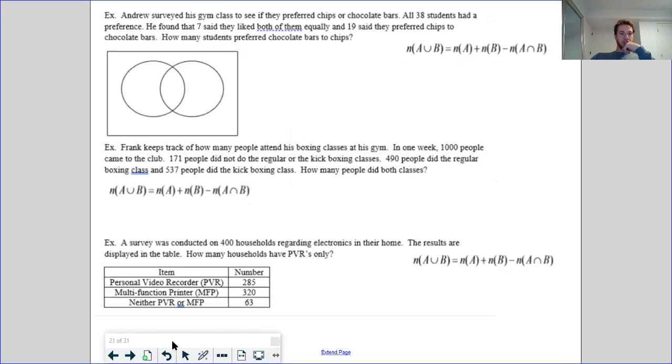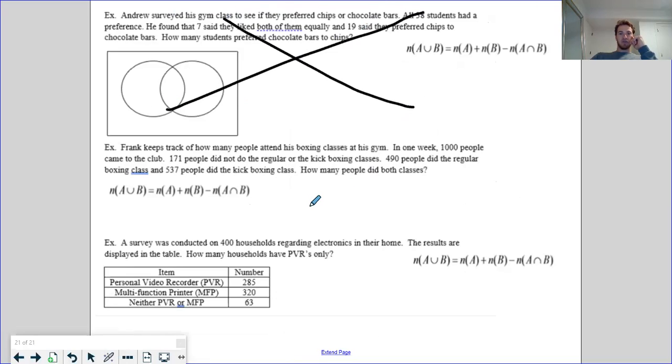Here we go, last page, and then we're done. 3 examples. Andrew surveyed his gym class to see if they preferred chips or chocolate bars. All 38 students had a preference. We just did that. So we only have 2 examples left.